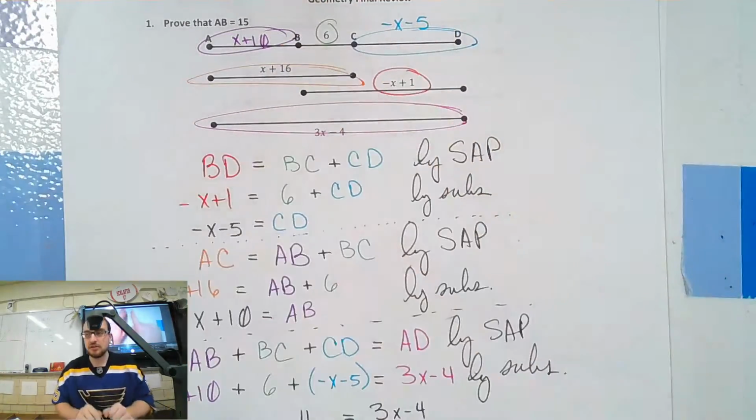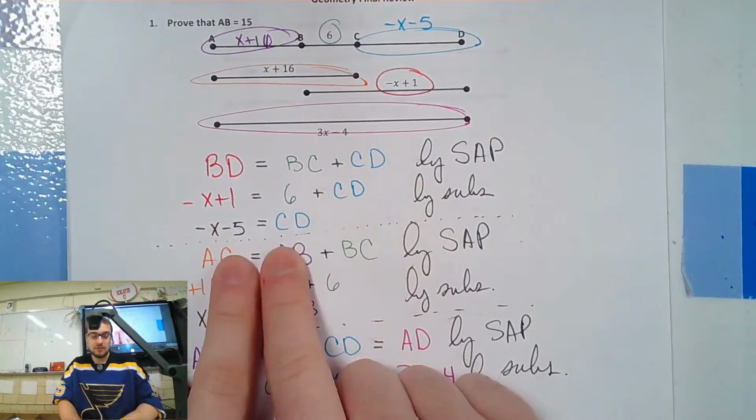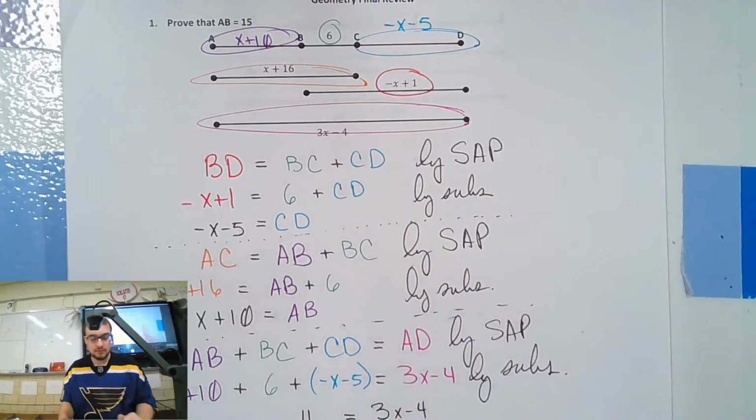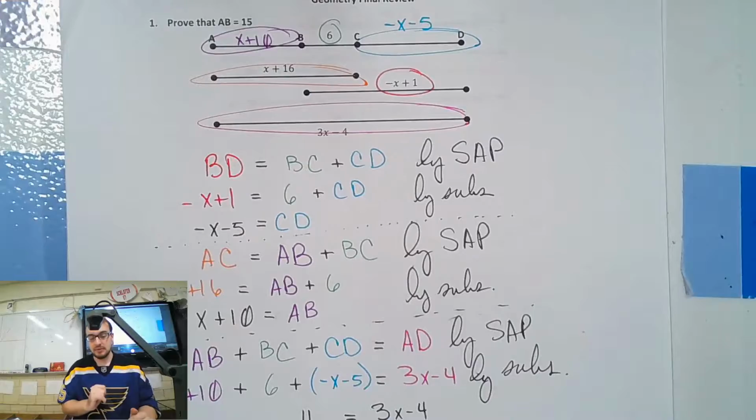Then I'm going to plug those values in by substitution. So I plug those values in. Then I solve and find that CD is negative x minus 5. So I write that. That's the first bit. Second bit's the same thing. I'm just doing it for the other side.